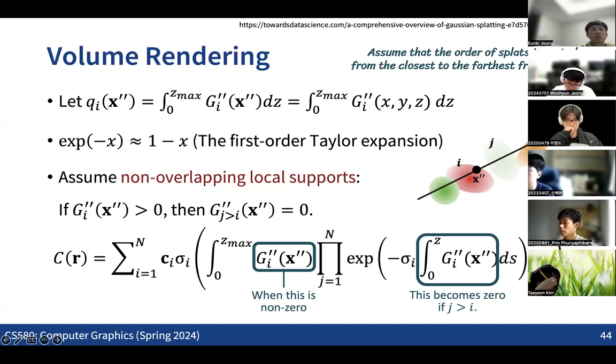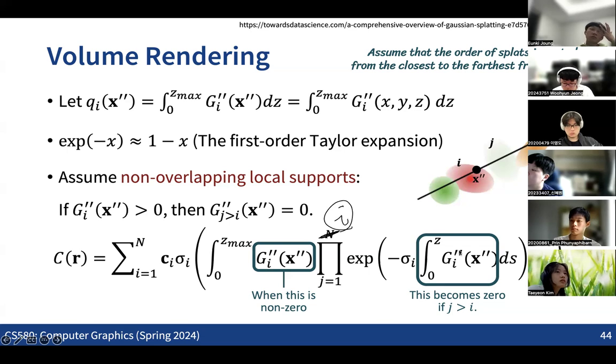So maybe we can go one by one. From the local support assumption, we can replace this with i, right? Because for the splats after the ith one, this term here, yeah, you can see my mouse pointer, this term in the green box will become zero, which means that the exponential of this zero becomes one. So we can basically ignore this term, right? We can first replace this with i, and then we can also replace this with z max, because for all the splats before the ith splat, it's the same whether taking the integral to that point or taking the integral over the entire ray, from the local support assumption.